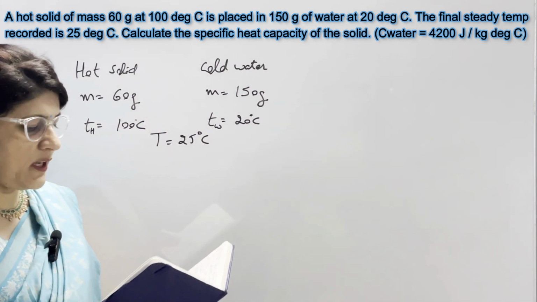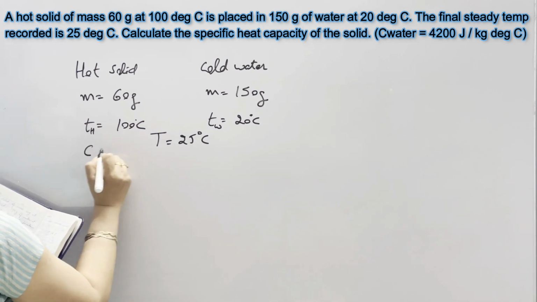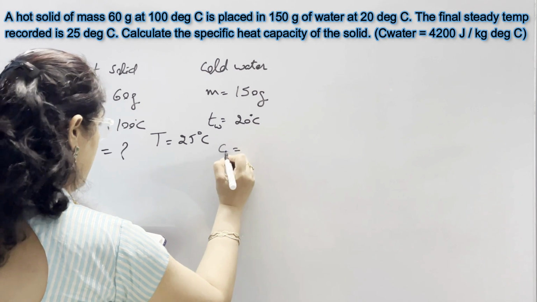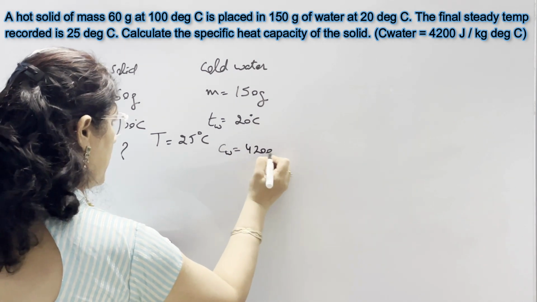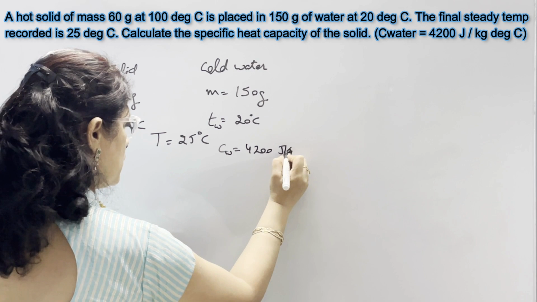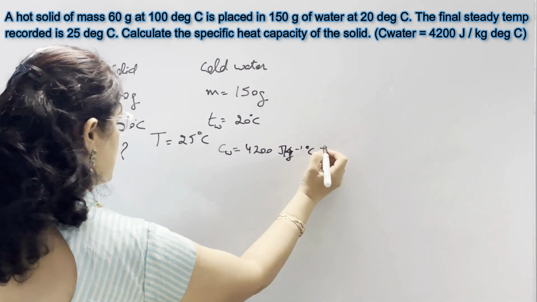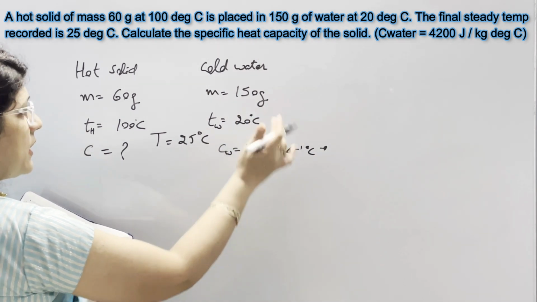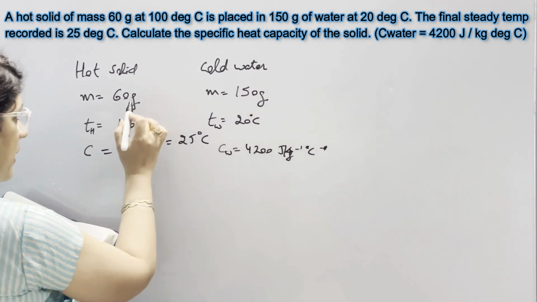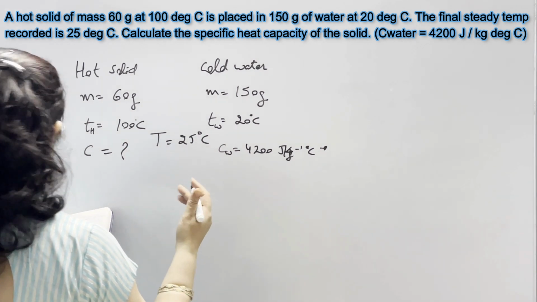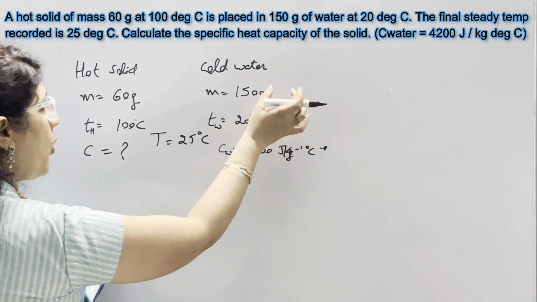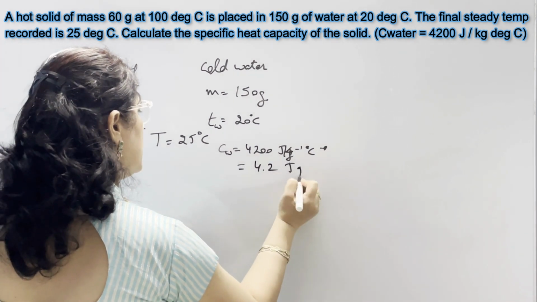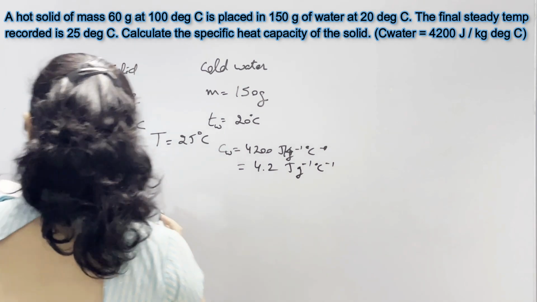Now calculate the specific heat capacity of the solid. This C we need to calculate, and C of water is already given, and it is 4200 joule per kg per degree Celsius. But make sure all quantities are in the same SI units. It is gram, it is kg, but here it is also in gram. So we can convert either this to gram or gram to kg. So it is equal to 4.2 joule per gram per degree Celsius.